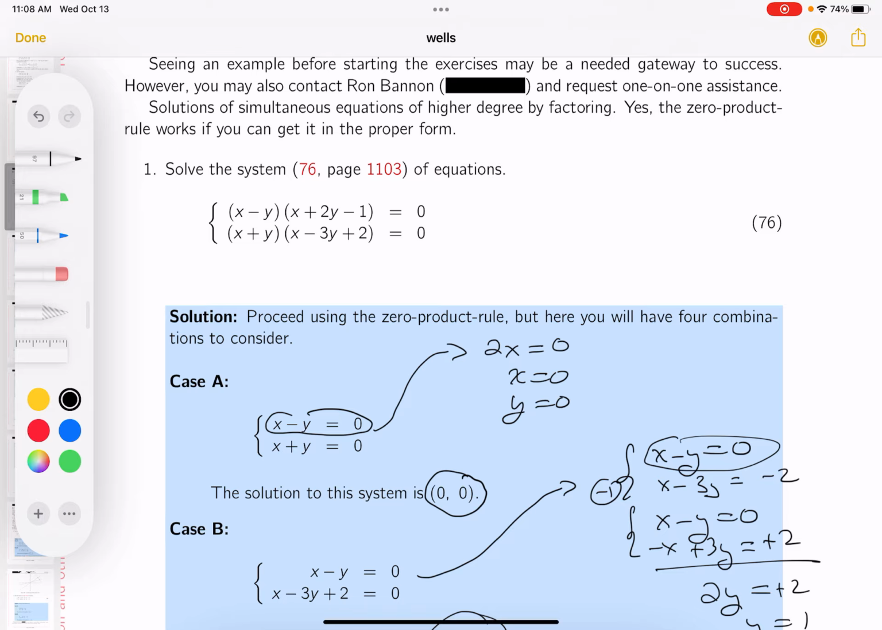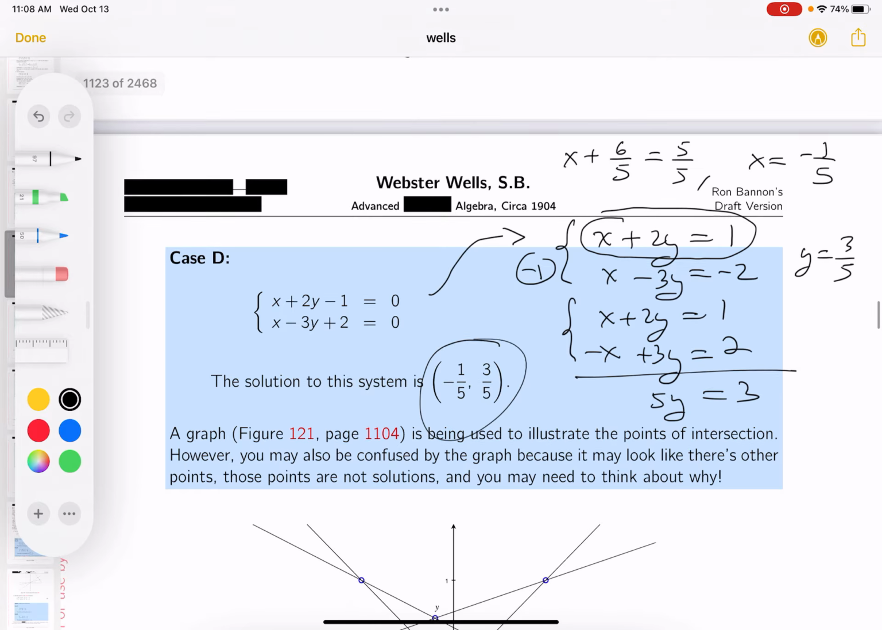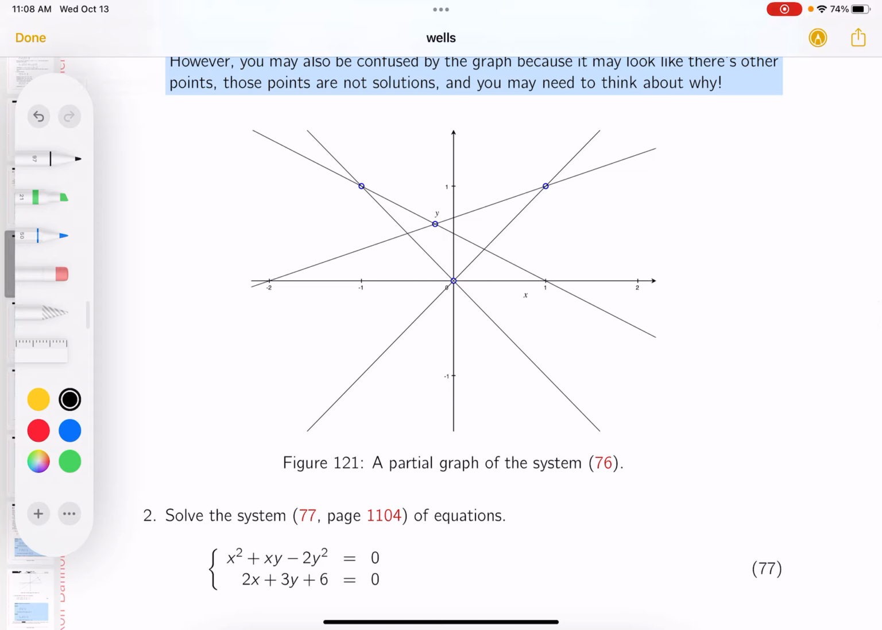But I want to point out one of the equations, which would be this over here, where x minus y is equal to 0. Now, what does that translate to? X equals y. What I want to do is look at the graph, and show you where the graph x equals y is. It's right here.